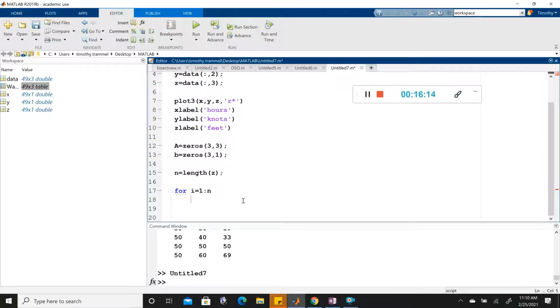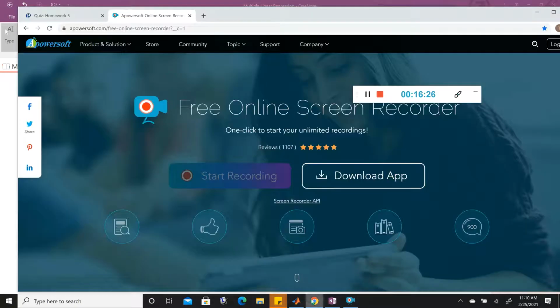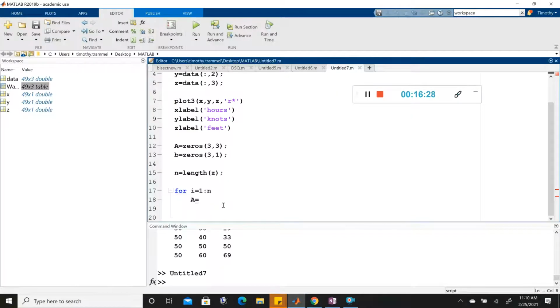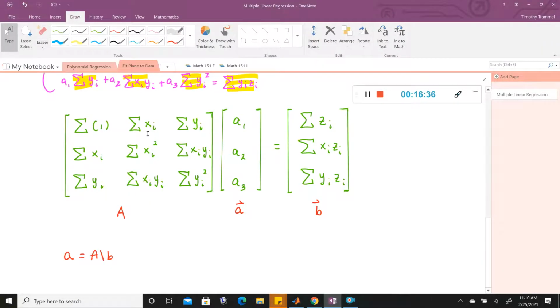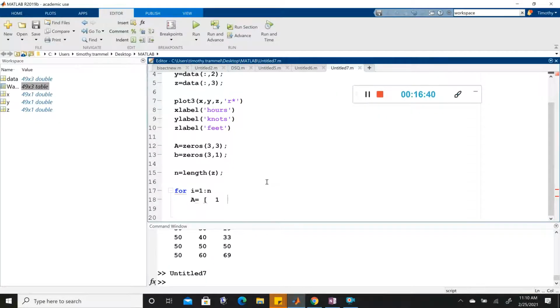Next, we want to start setting up that matrix A. So let's take a peek at it. You can see in the far left entry, we're going to be adding ones over and over. So I'm going to put a 1 here. And then I think the next spot was X of I and then Y sub I. So add X of I's and then add Y sub I's.